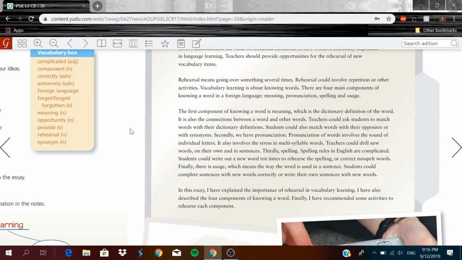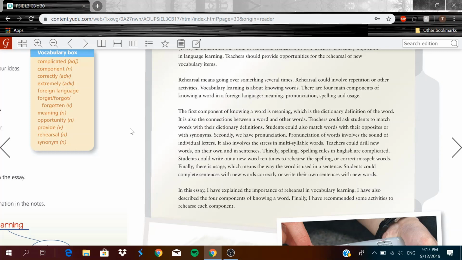Thirdly, spelling. Spelling rules in English are complicated. Students could write out a new word 10 times to rehearse the spelling, or correct misspelled words. Finally, there is usage, which means the way the word is used in a sentence. Students could complete sentences with new words correctly or write their own sentences with new words.